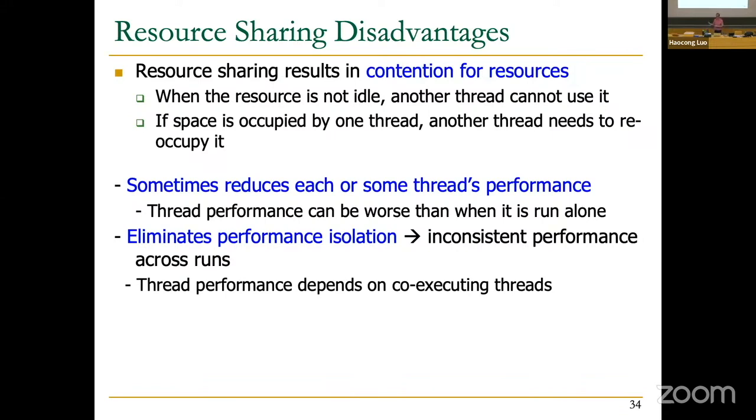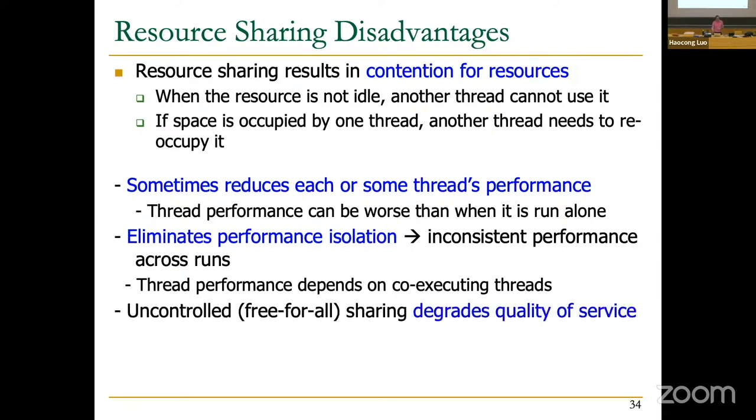If you get performance isolation in the resources, meaning that you actually get the assumed resources in hardware, then your performance is predictable across different runs. Okay, so this is the downside of not having performance isolation, because you get very inconsistent results in terms of performance. And also this degrades quality of service, which is related to performance isolation.